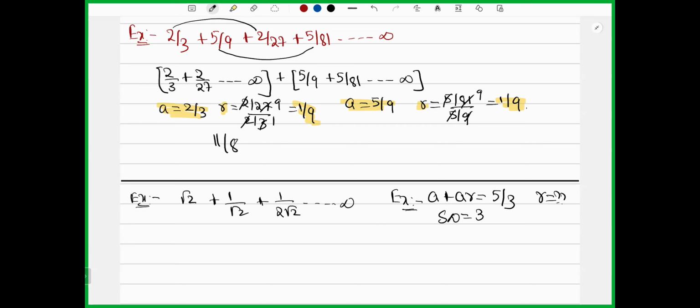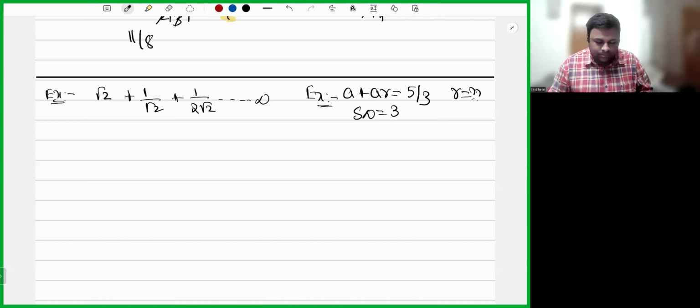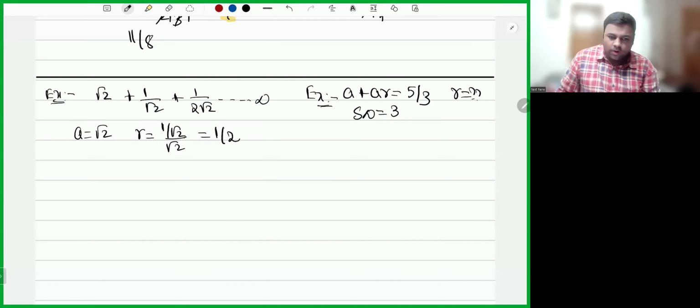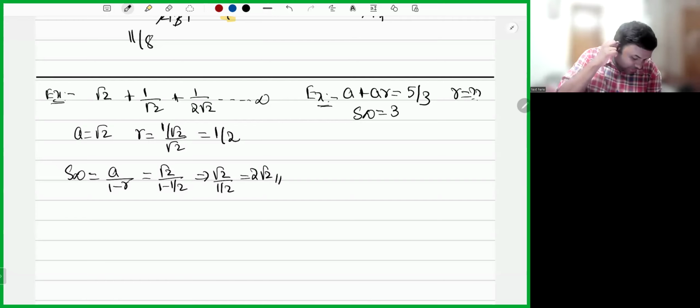Perfect. Now let me solve this next 2. What is the first term? Root 2. Common ratio T2 by T1, which is equals to 1 by 2. Root 2 into root 2 will be 2. So S infinity is A divided by 1 minus R. Root 2 divided by 1 minus 1 by 2. Root 2 divided by 1 by 2, which is equals to 2 root 2.